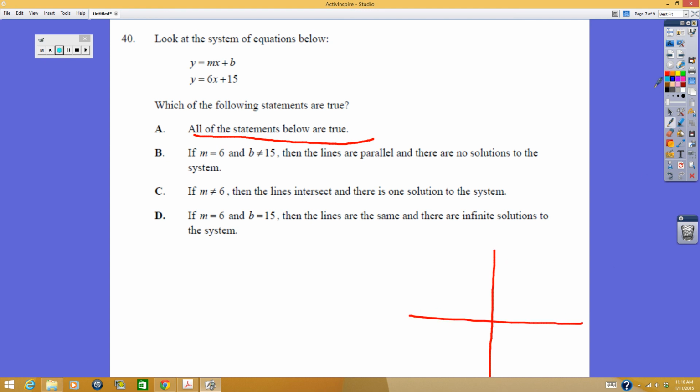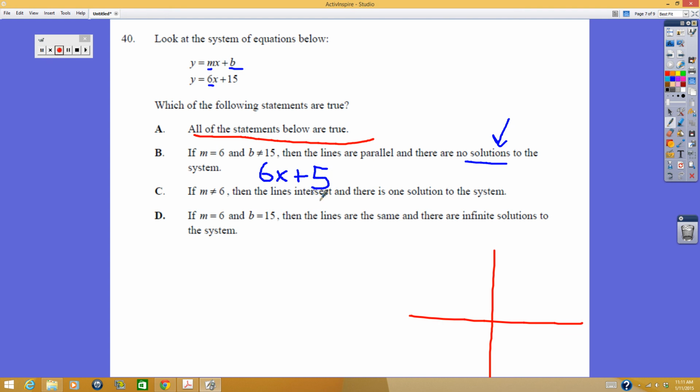Alright, so now, pretend this is a graph. This says if m equals 6, which is what this is, and b does not equal 15, so b was another number, then the lines are parallel, and there's no solutions. Solutions means where they cross. So like the graphs would be there. That right there is a solution. So let's make up something to make this work. They said m equals 6, but b has to be something else. So I'll do like the number 5, okay?